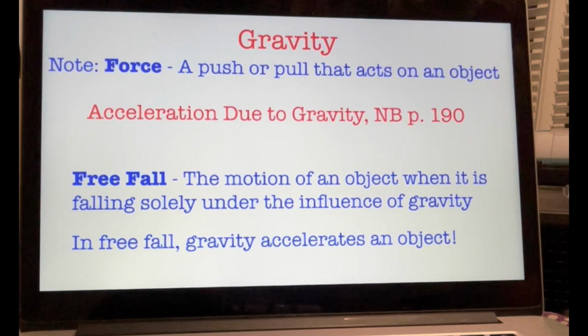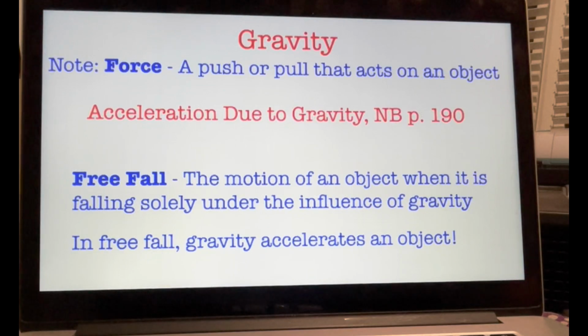Acceleration due to gravity. Whenever an object is falling towards the earth without anything inhibiting its fall, we say that the object is in free fall. The definition of free fall is the motion of an object when it is falling solely under the influence of gravity. In free fall, gravity accelerates an object. Without some force, such as air resistance or drag, inhibiting the motion, the object will continue to speed up because it is under constant acceleration due to gravity.